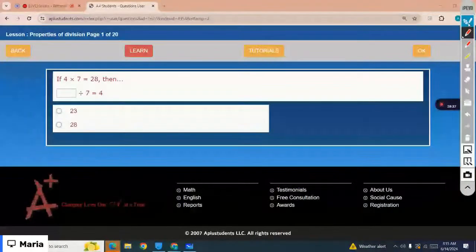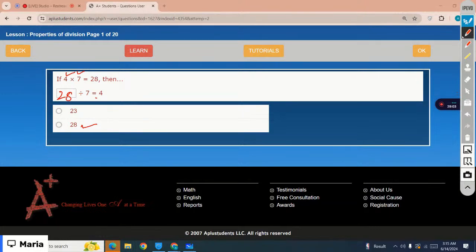What number times 7 is 28? And what number divided by 7 equals 4? So which is the correct option? The correct option is 28. Here you have 7, here you have 4. So 28 divided by 7 equals 4. The correct option is 28. Option number 2 is the correct option.